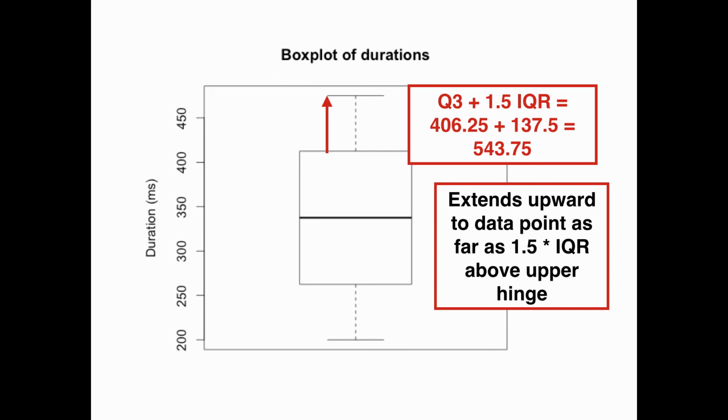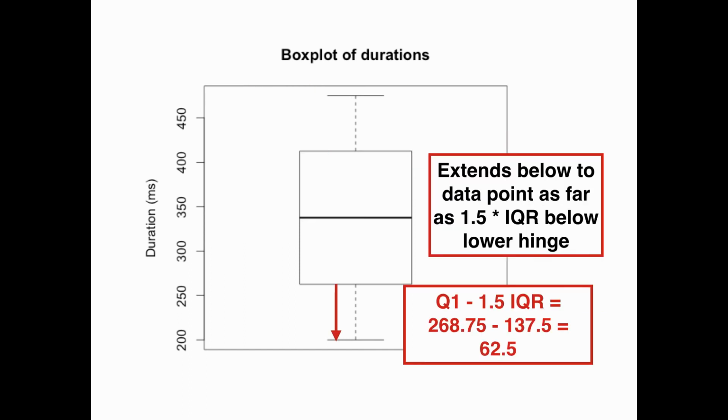So the upper whisker extends upward to as far as 1.5 times the interquartile range above the upper hinge, if you have a data point there. So if we do the calculation, Q3 plus 1.5 IQR, that's going to be 543.75. But you can see the upper whisker is actually at 475, and that's because the highest duration we have in our data set is 475. But if we had a duration that was as high as 543.75, then that upper whisker would go all the way up to 543.75.